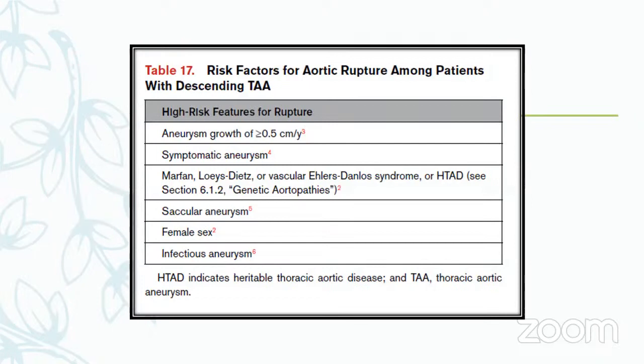These are the risk factors for aortic rupture in patients with descending thoracic aortic aneurysm: aneurysm growth of more than or equal to 0.5 centimeter per year, symptomatic aneurysms, syndromic patients like Marfan syndrome, Ehlers-Danlos syndrome, and other syndromes, saccular aneurysms, female sex, and infectious aneurysms.